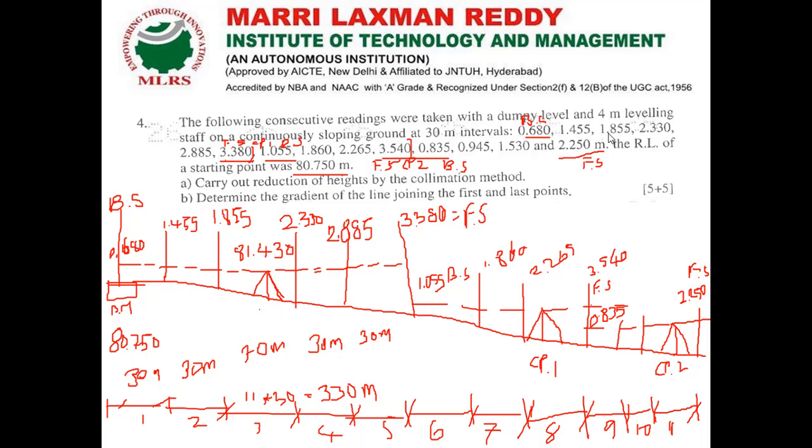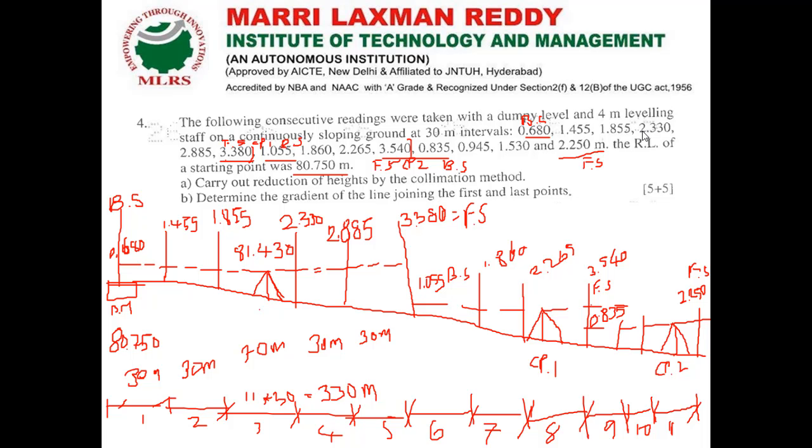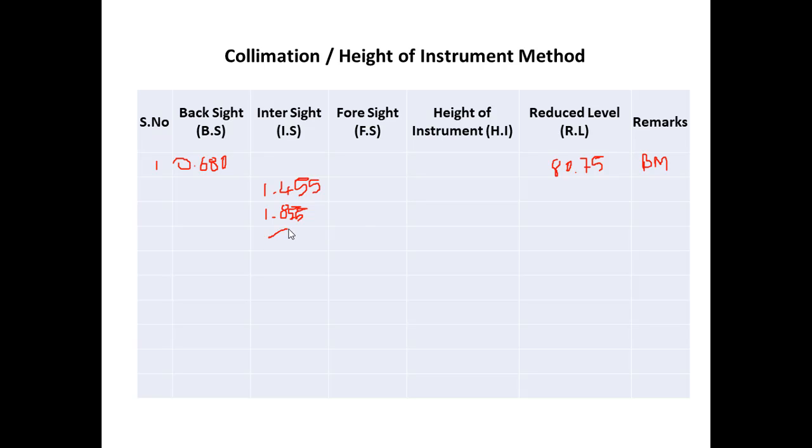Next 1.855, then 2.330, next 2.885, and next 3.380. So that is the last reading, so we have to write it in the foresight, 3.380.